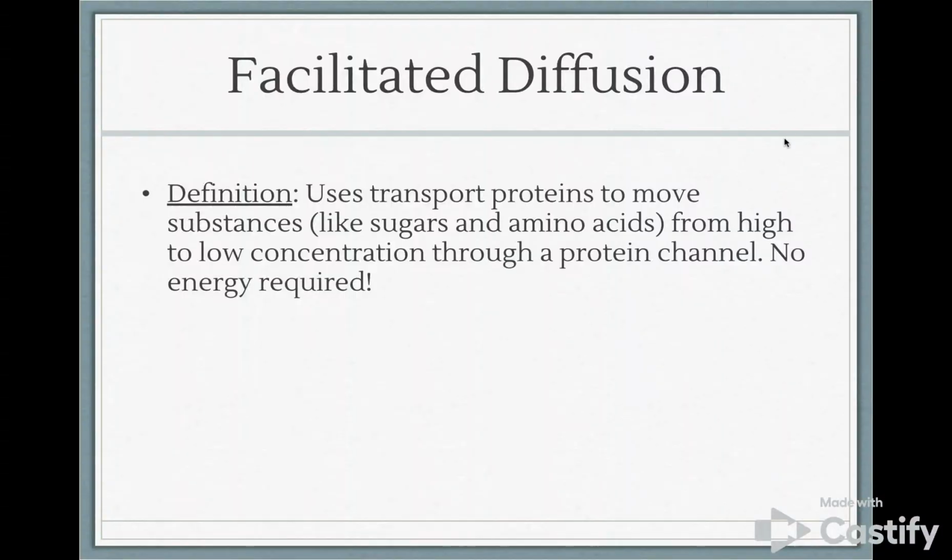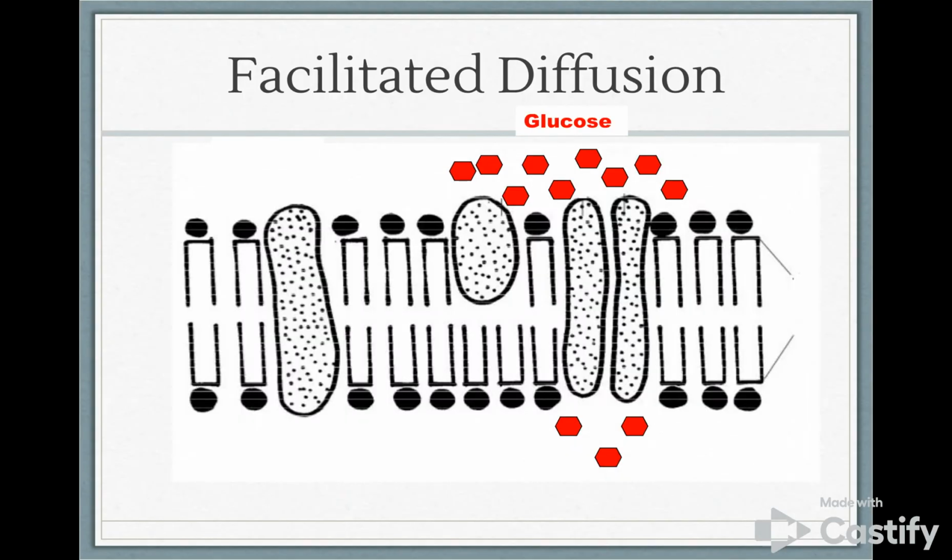All right, facilitated diffusion is very similar. The only difference is that it requires a transport protein to move substances like sugars or amino acids, which are the building blocks of proteins, from high concentration to low concentration. It just can't pass freely through those little tiny holes, so it has to go through a protein channel. No energy required. So I'm going to give you an example of a screen door.